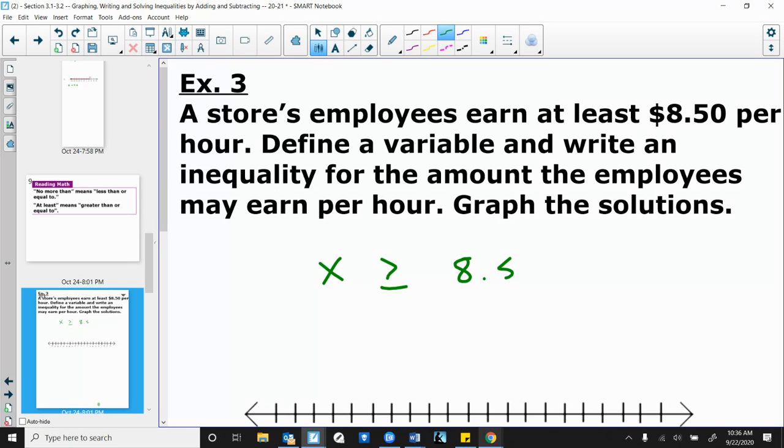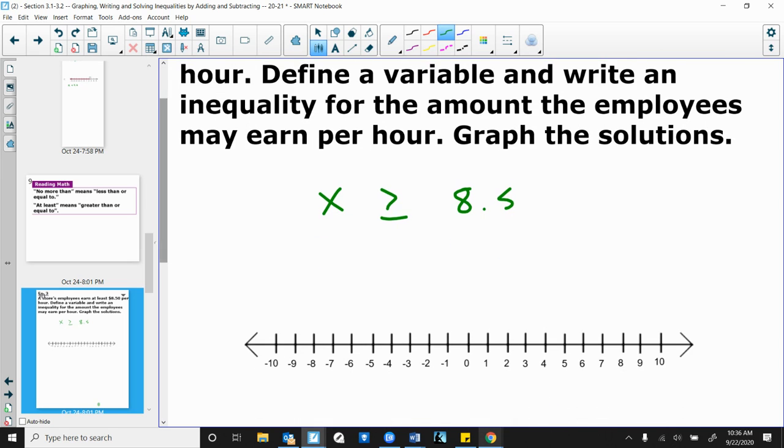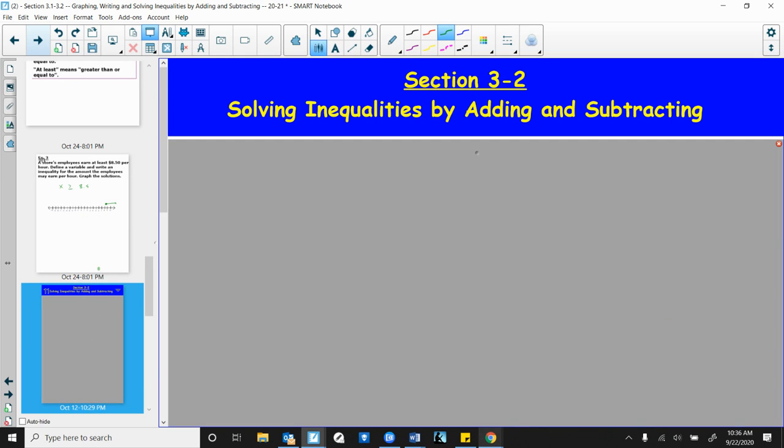All right, so you take our graph here. I graph it at $8.50. Okay, and where does my arrow have to point? Oh, to the right, because they can still make more. Nice. Okay, we're going to move on now. So go ahead and turn the page.